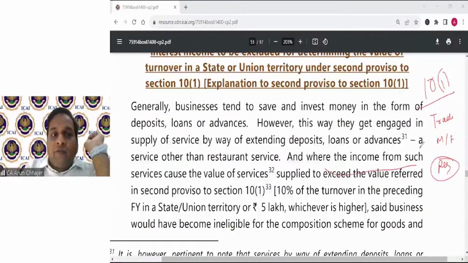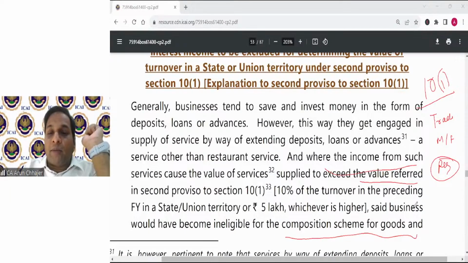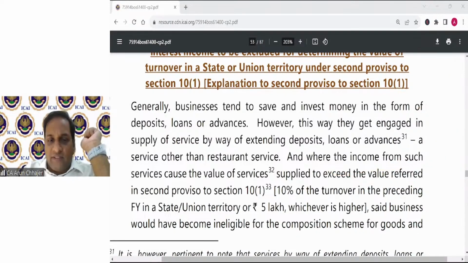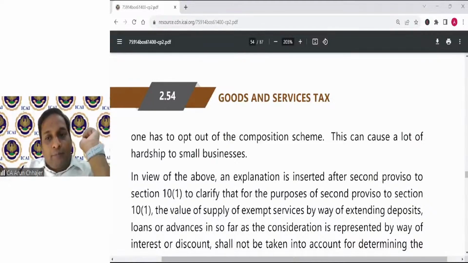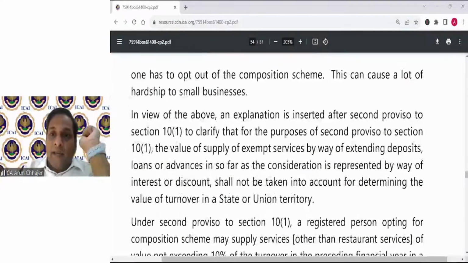And where the income from such service causes the value of the service supplied to exceed the value referred to in the second proviso, said business would have become ineligible for composition for the goods and services. One has to opt out from composition. This can cause a lot of hardship to the small business. In view of the above, an explanation is inserted after the second proviso.